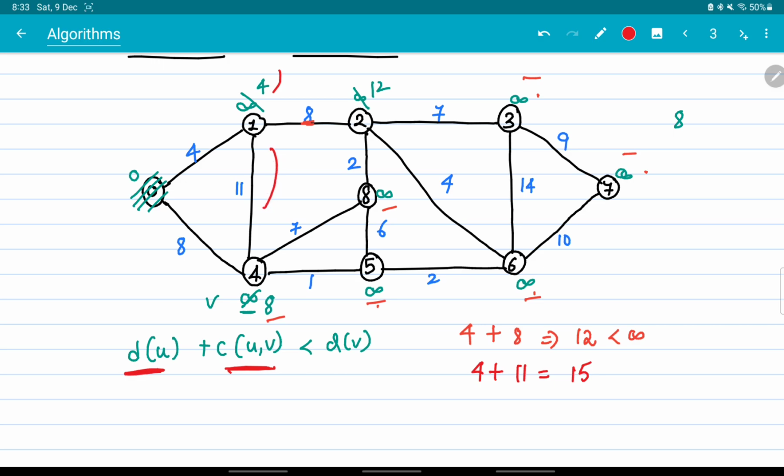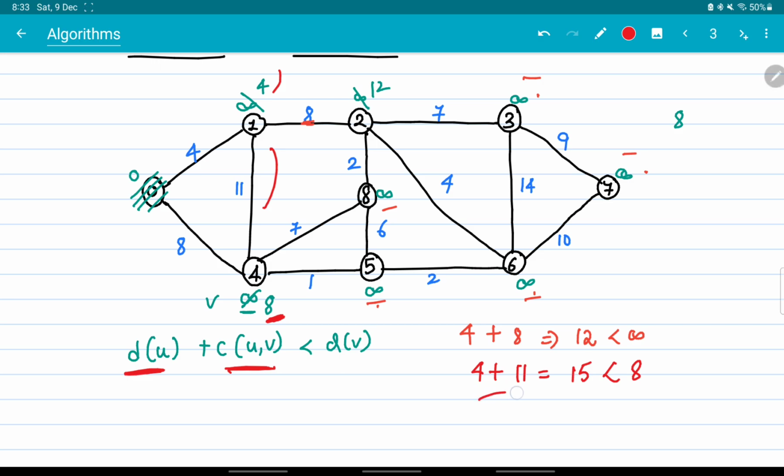Now what is the current distance of my destination node, that is 4, when I'm going from 1 to 4? The final distance is 8. Now the question is, is 15 less than 8? No, right? 15 is not less than 8. So I should not cut that 8 and make it 15. I let that 8 remain as it is.